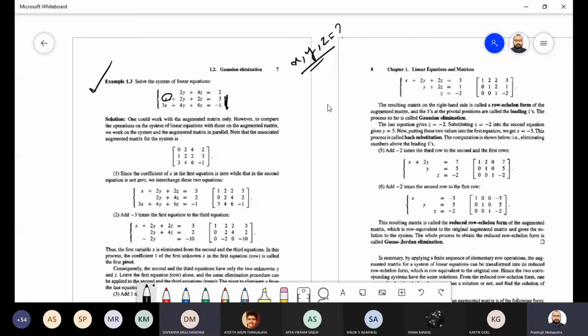If you eliminate x, what will you have in the second equation? You will have only y and z. The first equation also has y and z, and the last equation will have x, y, z. Clear or not? Yes, sir. With two equations in y and z, from here you can get the value of y and the value of z. Clear? Because two equations, two variables.